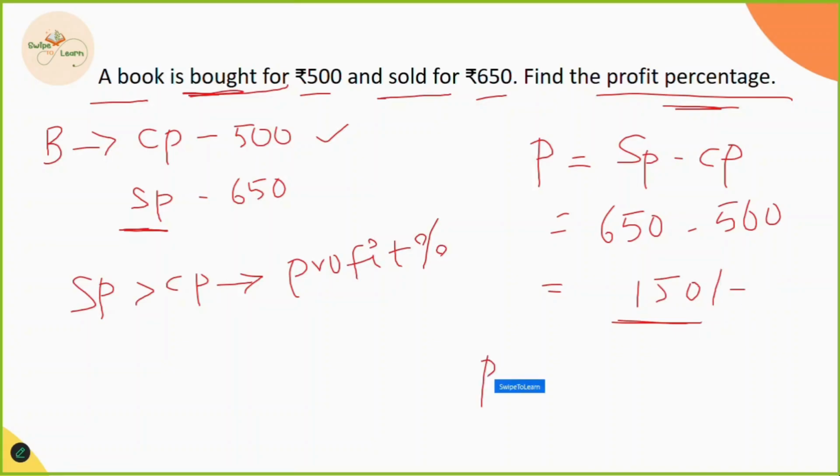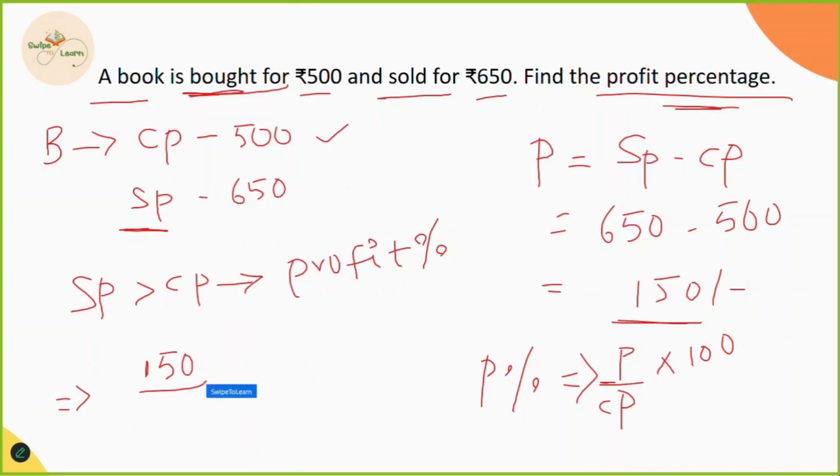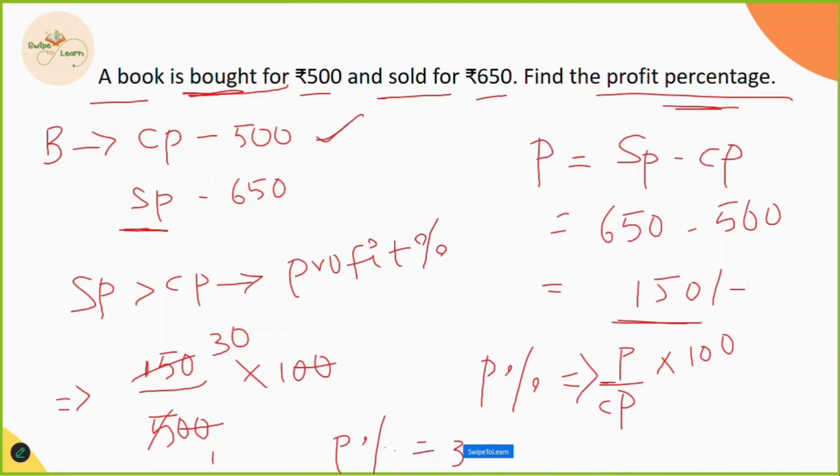But we need to find the percentage. Profit percentage equals profit divided by CP into 100. Profit is 150, CP is 500, into 100. Two zeros get cancelled. 5 ones are 5, 5 threes are 15, and 0. So the profit percentage is 30%.